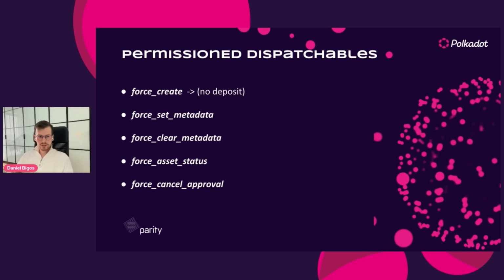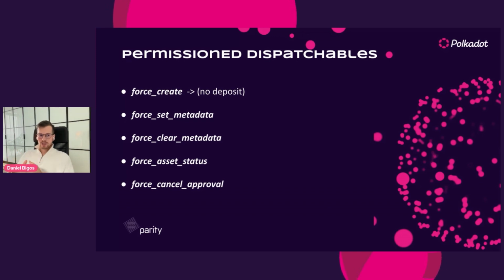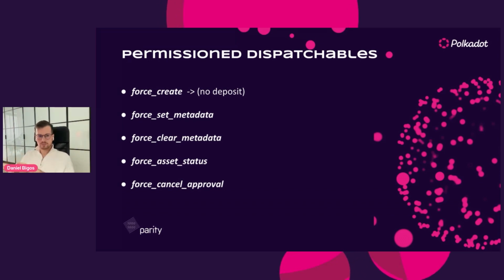The first extrinsic about force action is force creation, force asset creation, and it's kind of the same as regular asset creation, but in that specific case, an account doesn't need to pay any deposit for asset creation. No deposit is locked for asset creation. Besides that privilege, that account can manage metadata, I mean, setting or clearing metadata, and can also set the status for the assets, and also cancel approval.